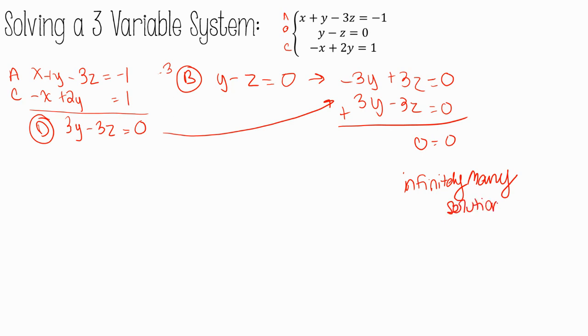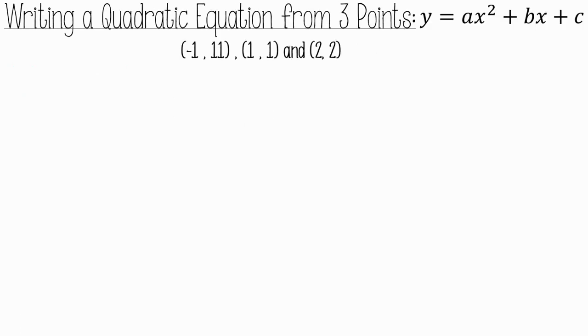Which means our three planes intersect at a line. If you ended up at this point with something like 4 equaling 0 or 10 equaling 2, that would be no solution, meaning there's no common point for all three planes.